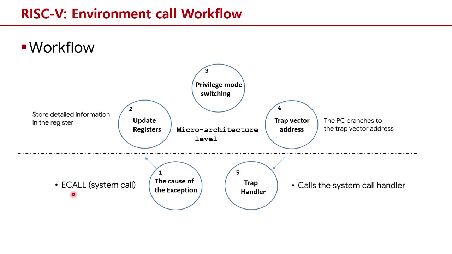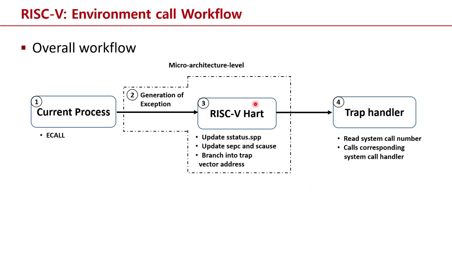When you run the ECALL assembly instruction, the RISC-V core will generate an exception, the control and status registers will be updated, and the privilege mode will be switched. And then we move to the trap vector address. So in the 5th step, in the trap handler, it will read the system call number to call the corresponding system call handler. This operation can be viewed from the diagram.